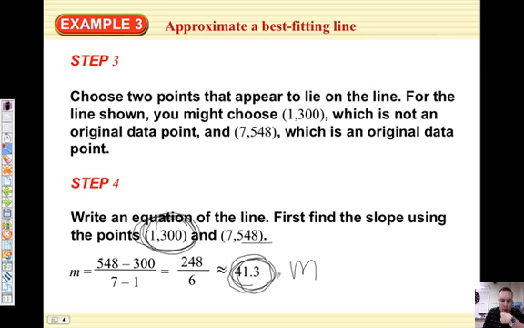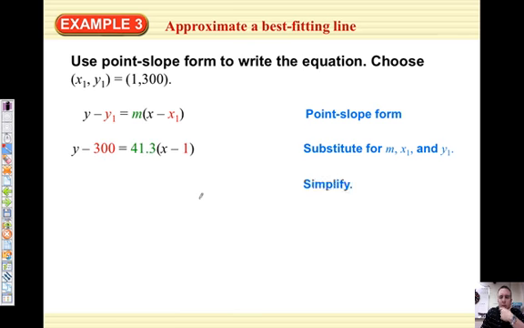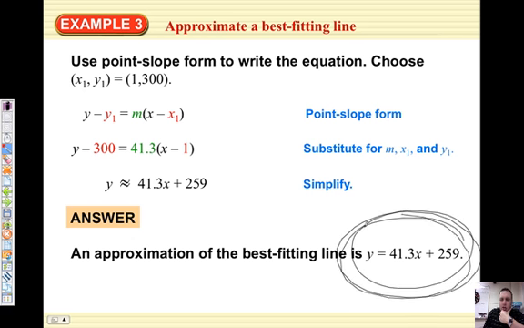So you got m, you got your x, and you got your y, right? And then that's what they did. They used point slope form. That's fine. As long as you get the same answer, you're okay. Alright, there is your equation. That's approximating the best fit line. Finding the equation of the best fit line. Okay? That's what I need you to be able to do.